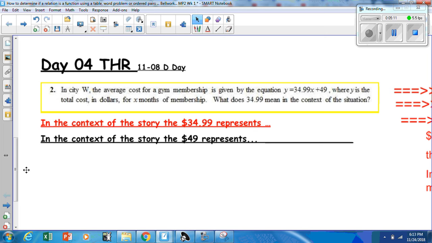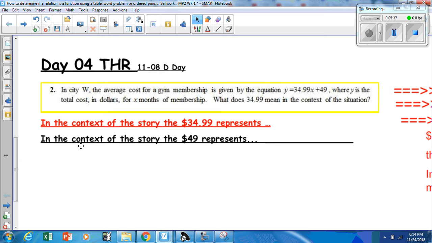In City W, the average cost of a gym membership is given by this equation: y equals 34.99x plus 49, where y is the total cost in dollars for x months of membership. What does 34.99 mean in the context of this situation?